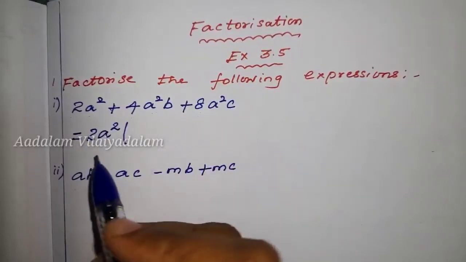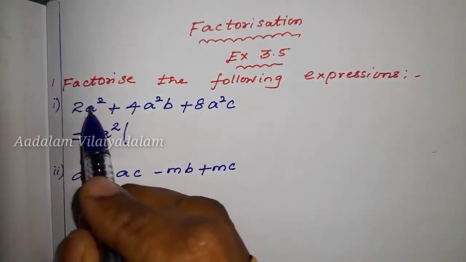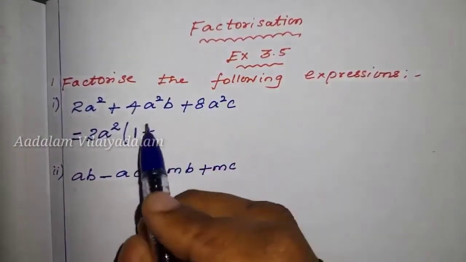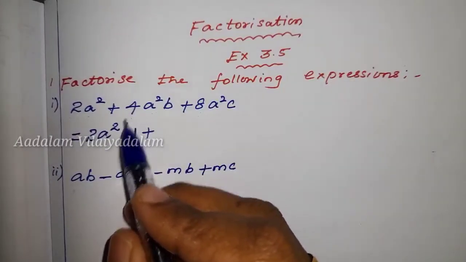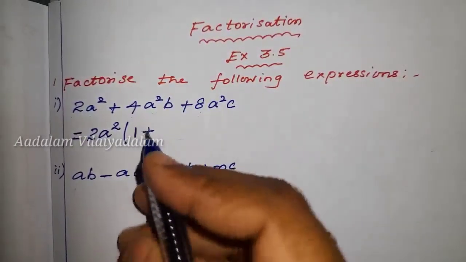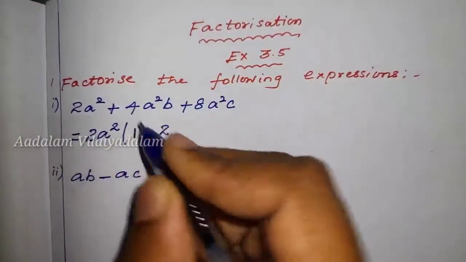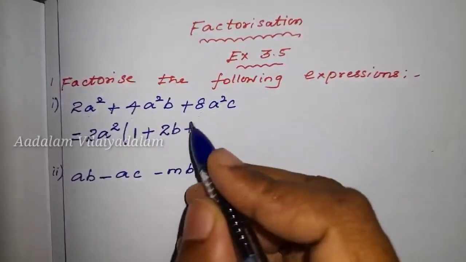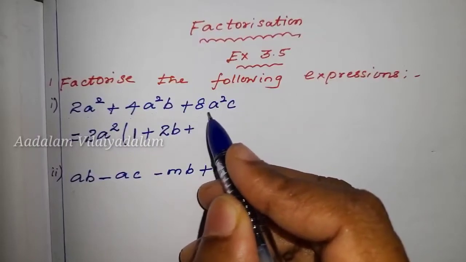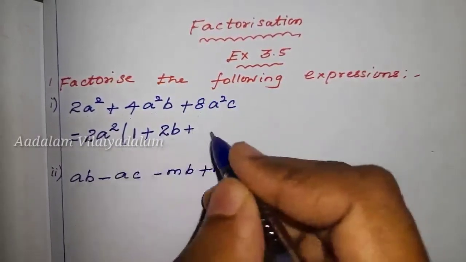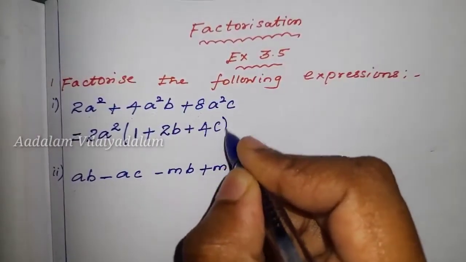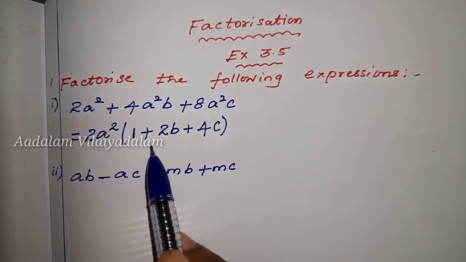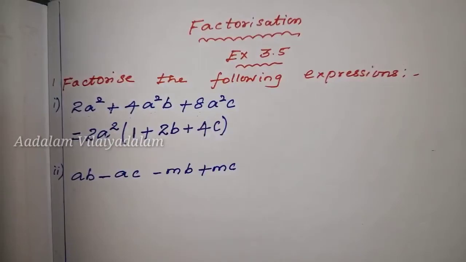So throughout the terms, 2a square is common. Now the remaining terms. We already take 2a square, the remaining term is 1. Now consider the second term. Already we take 2a square, so the remaining term is 2, since 2 times 2 is 4. The a square we take already, the remaining term is b. Here, already we take 2a square, so the remaining one: 2 4s are 8, 4c. So what is the answer here? 2a square into 1 plus 2b plus 4c.